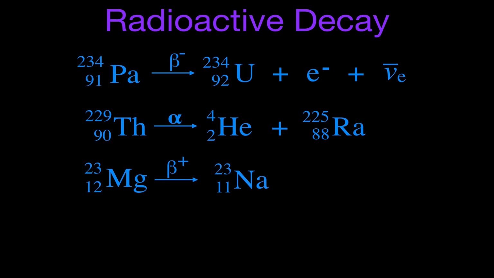And we know that when we have beta plus decay, the atomic number goes down by 1, the mass number stays the same, and then we're also going to emit a positron and a neutrino. This is the antineutrino with this symbol. This is just a regular old neutrino.